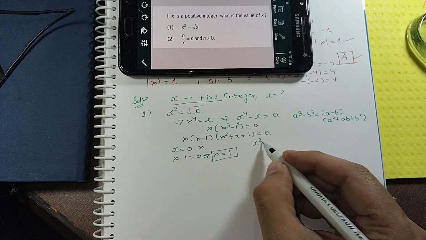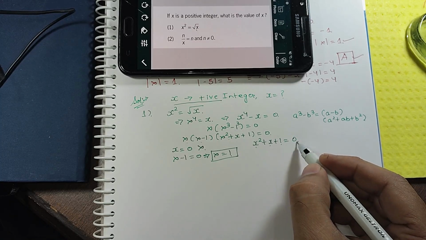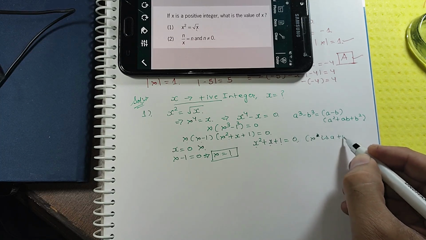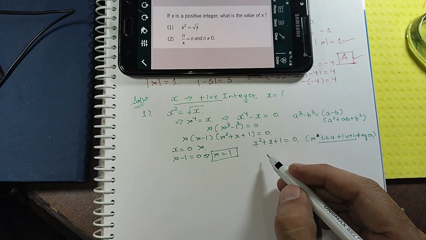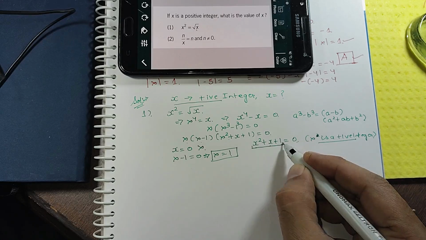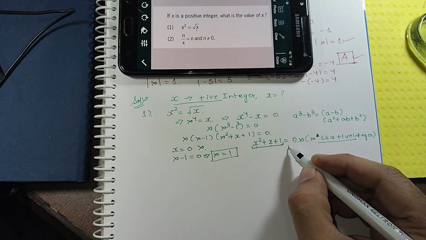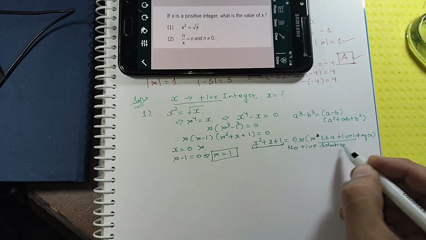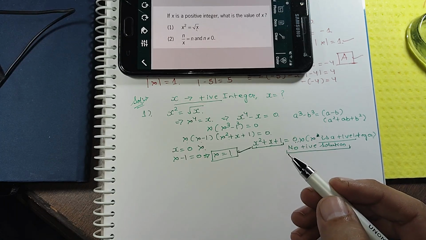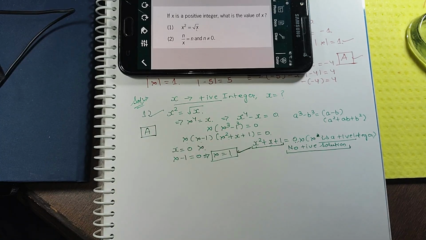Now third is x square plus x plus 1 equal to 0. Now if x square plus x plus 1 is equal to 0 and x is a positive integer, so there will be no positive solutions for this, right? As this sum has to be 0, but x is a positive integer, so no positive solution can come from this, right? So overall we can say that the value of x is equal to 1. So there is a single value coming out, which is 1. So we can say that statement 1 is sufficient to answer this question, right?